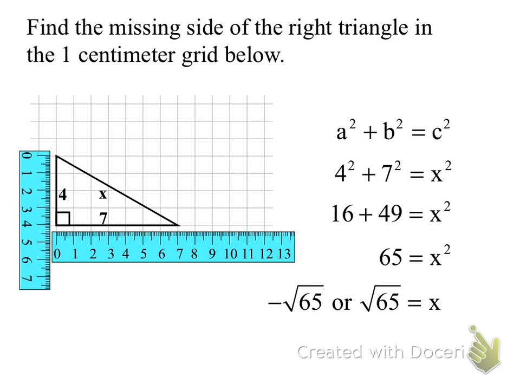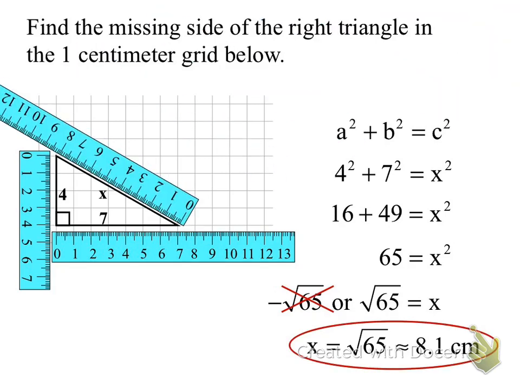Okay, so we can either do reduced radical or estimated. But we definitely don't use the negative. So if we estimate it, it comes to about 8.1. It's very close to 64, so that's an easy one to estimate. Questions?